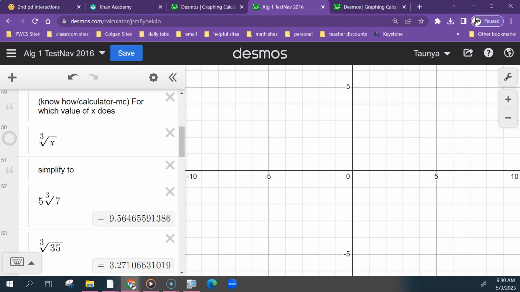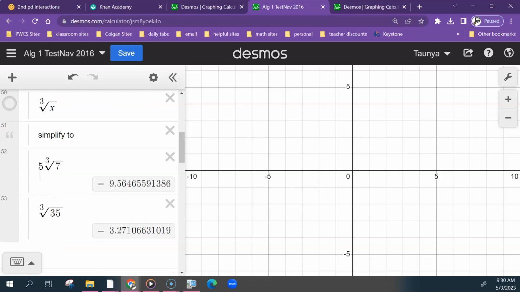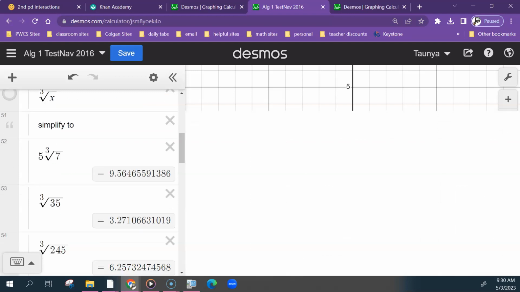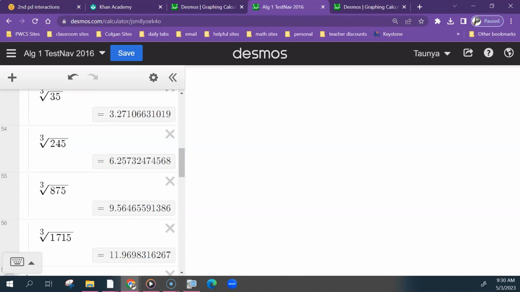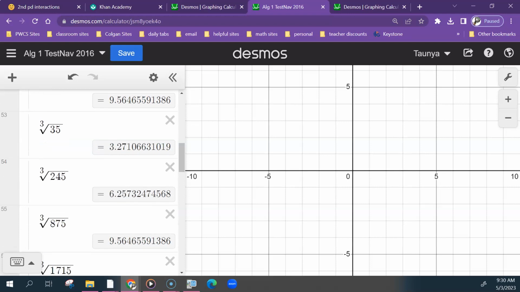Okay. And then 7 was a little weird because you had to put in the values to see which one would simplify to be that. So if you put this in, one of your answers has to simplify to be this, depending on which one you put in. So if I put in 35, that doesn't do it. 245, that doesn't do it. 875, that one matches. So the 875 is your answer. C.